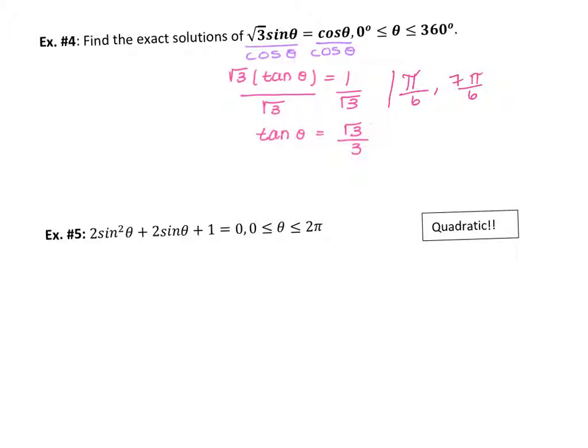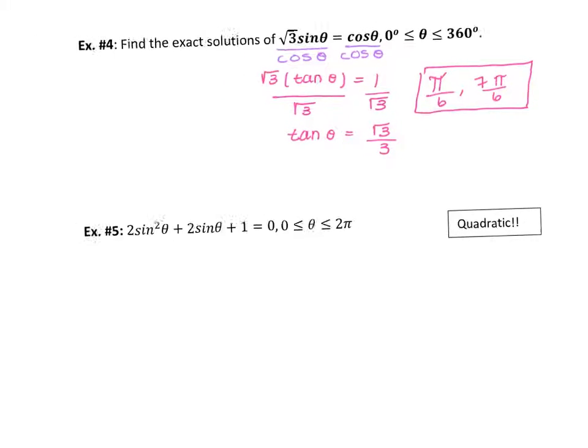Those are the two places where you've got the tangent value being square root of 3 over 3. So if you take the tangent of pi over 6, you get square root of 3 over 3. If you take the tangent of 7 pi over 6, you get square root of 3 over 3. Questions? It boils down to, do you know your unit circle? Because if you don't know your unit circle, you really can't start anywhere.